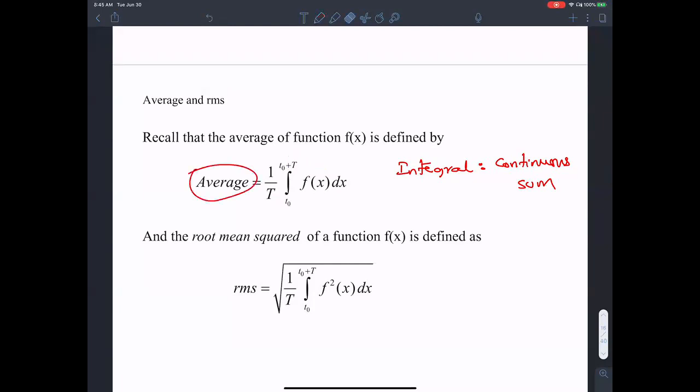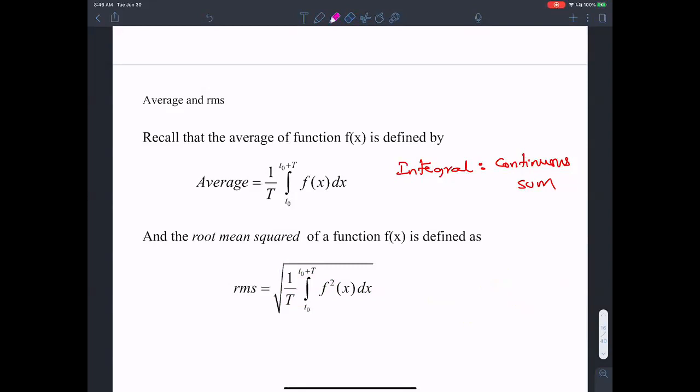That's the definition of an average. The root mean squared of a function is defined as the average of the square of the function, and then taking a square root later on. The idea is that for functions that have both positive and negative values equally distributed, if you take the average, that comes out to be 0.